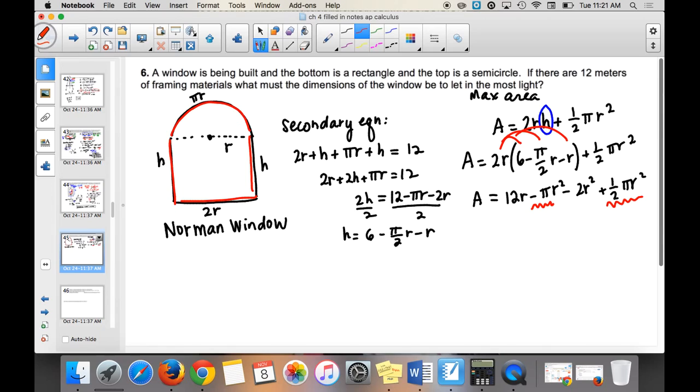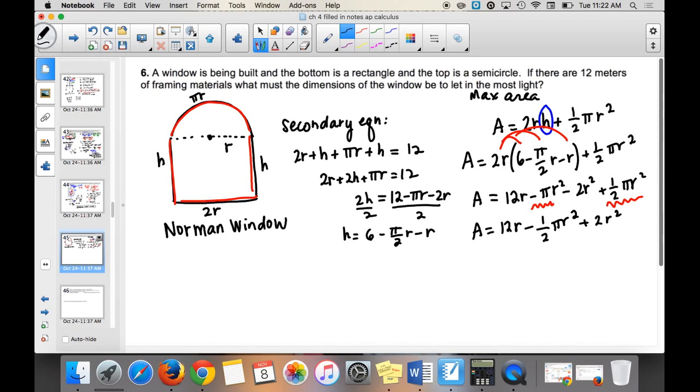Okay. So we can at least combine the negative pi r squared and the positive 1/2 pi r squared. Do you guys know what that will be? Combine them. Negative 1 plus 1/2 is what? Negative 1/2. So it's negative 1/2 pi r squared plus 2r squared.